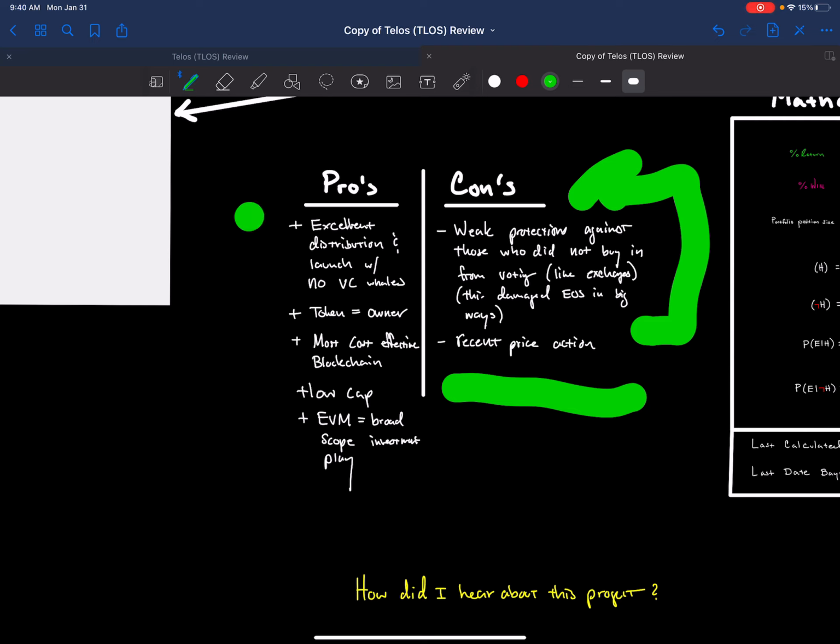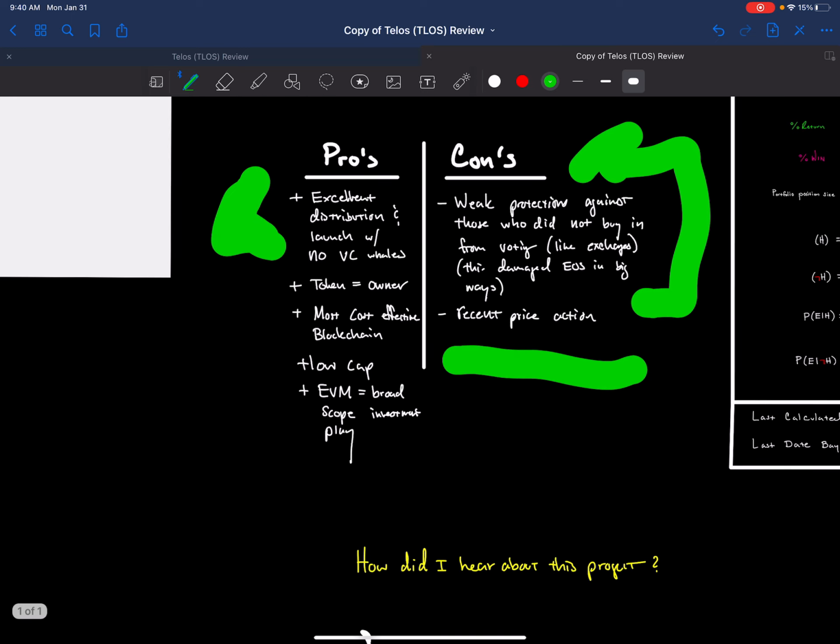The pros. The good things: excellent distribution and launch with no VC whales. So it's got an extremely good distribution. So it is community run. It's one of the few projects that actually is. I'd say 90% of crypto projects hurt investors because they have VCs. The VCs are the reason you get screwed because they get something for free. They don't add any value. They just give money up front, and that's the only value that they really add. And that does add a little bit of value, but they just bring their money, and so they market to everyone, and you see the effects of that.